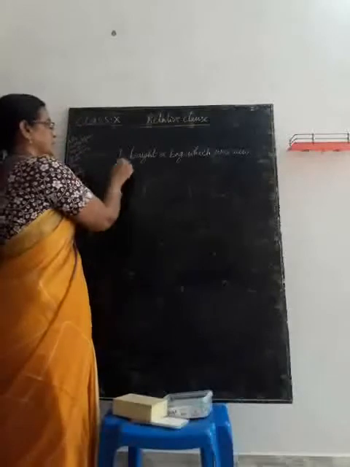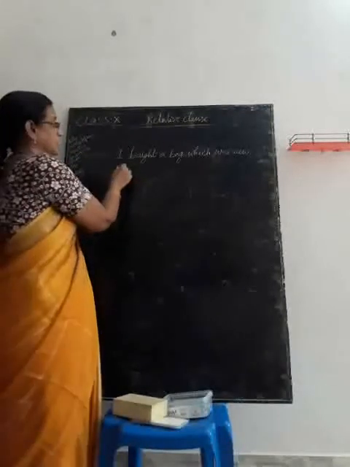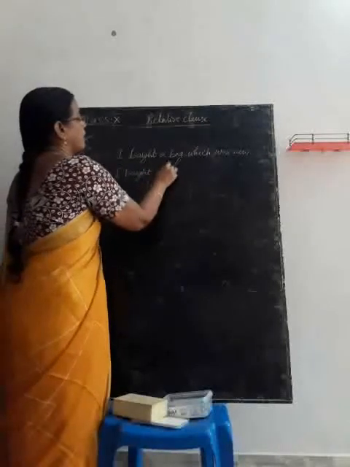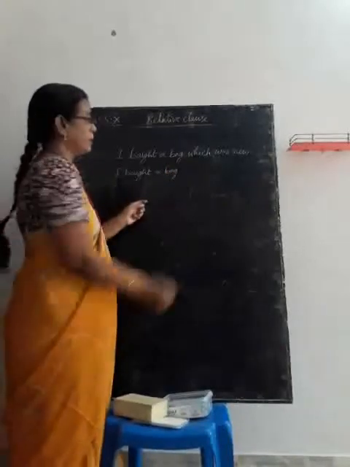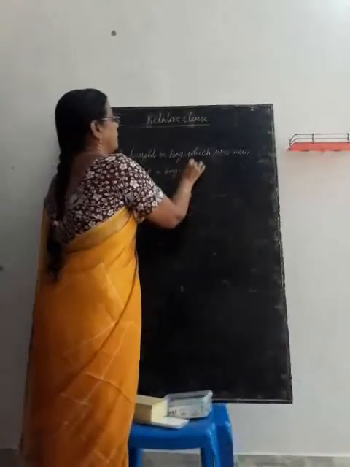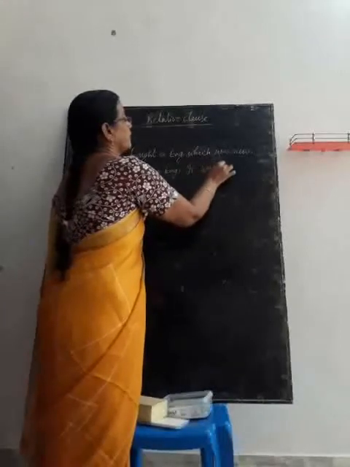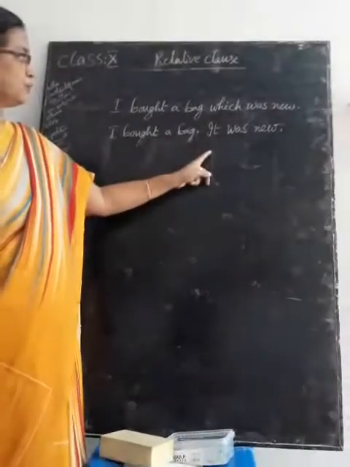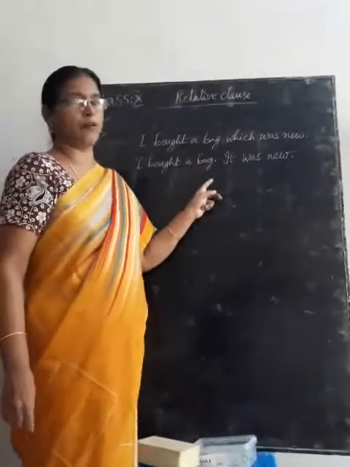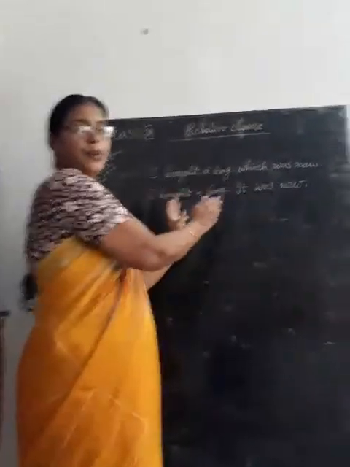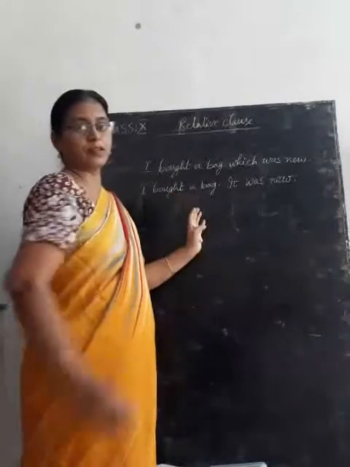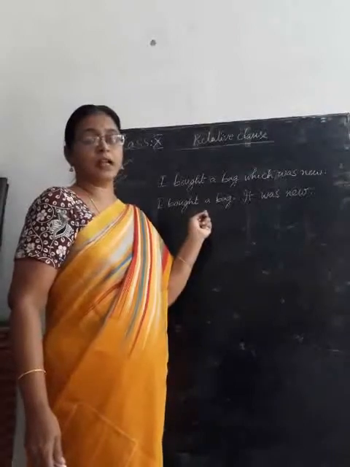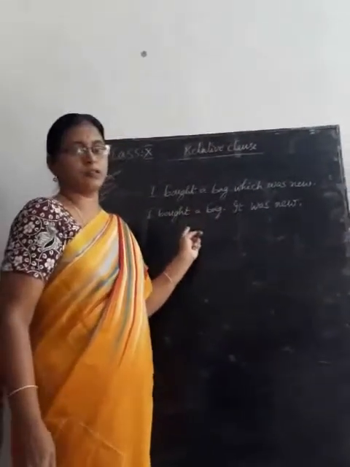For example, here, see the same sentence I am going to write in two sentences. I bought a bag. It was new. Here two sentences I have taken, two separate sentences. I want to make it one sentence. Whenever we want to combine two sentences that describe the same noun, we use relative clause.